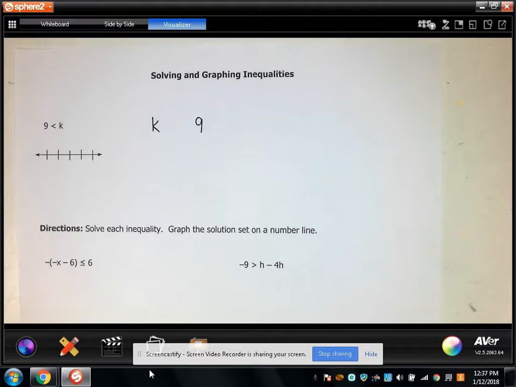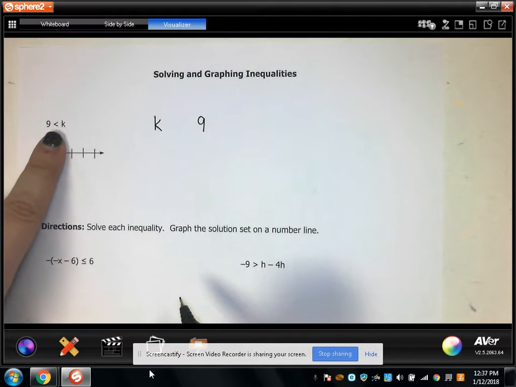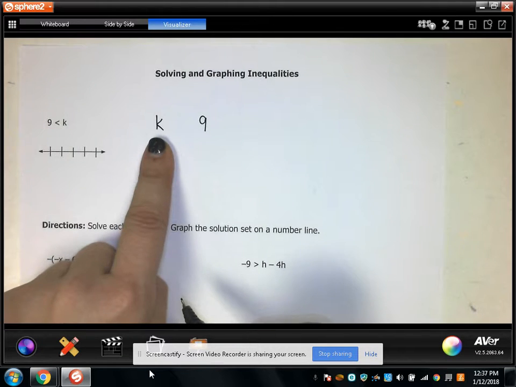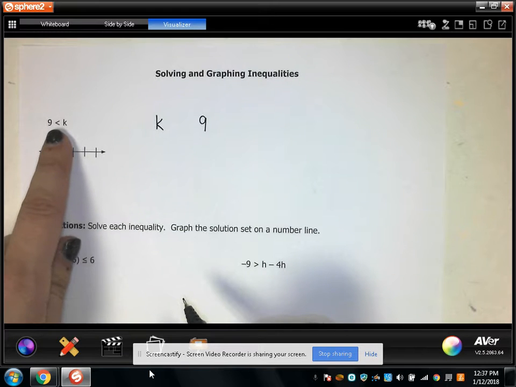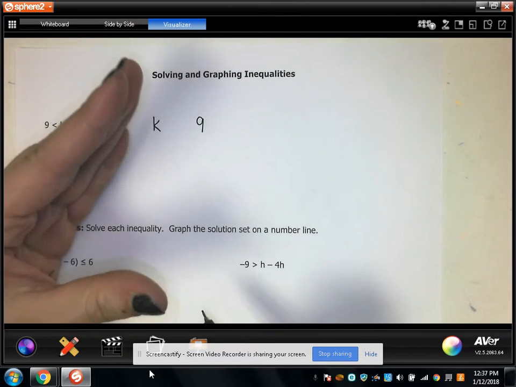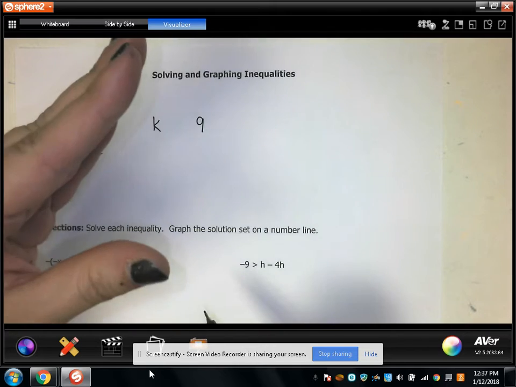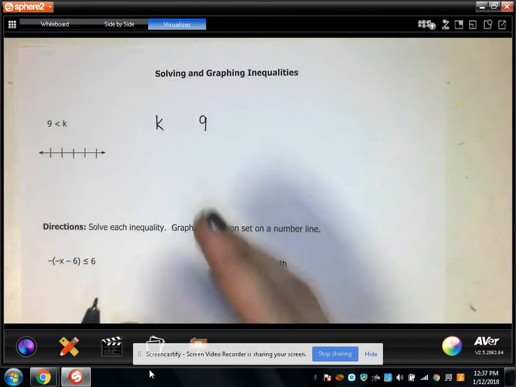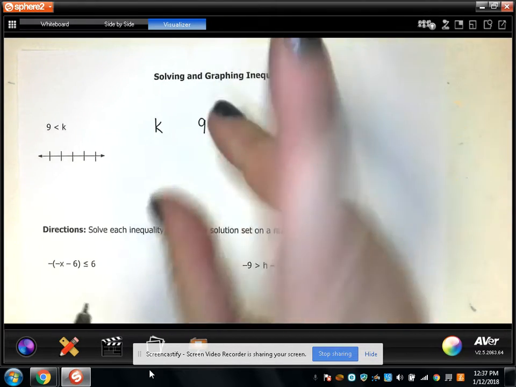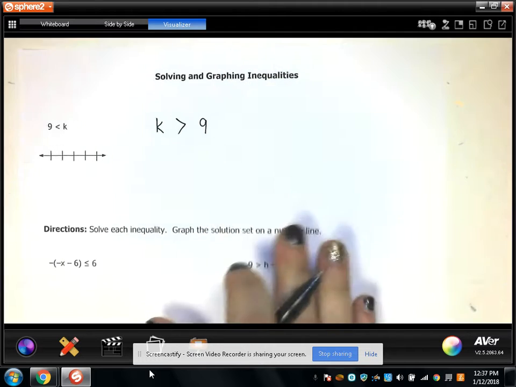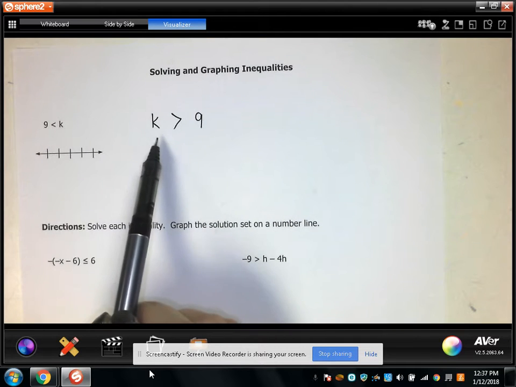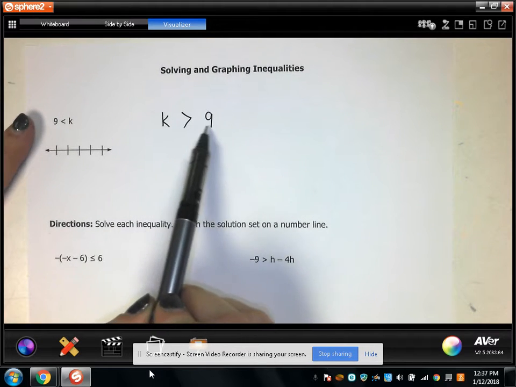All right, in this video, I'm going to go over how to solve and graph inequalities. So I'm going to start with 9 is less than k. Now, instead of 9 is less than k, sometimes I like to write the k on the left-hand side. If you do this, then see how the inequality symbol is eating the k? It's opening up towards the k. So when you rewrite it, it still needs to be opening up towards the k. So instead of saying 9 is less than k, I usually rewrite it as k is greater than 9.